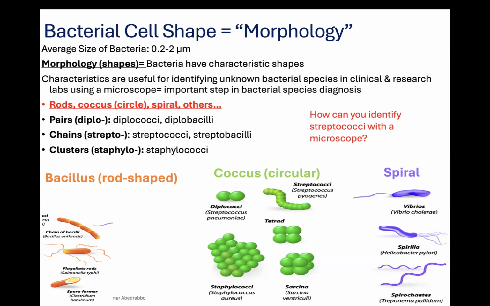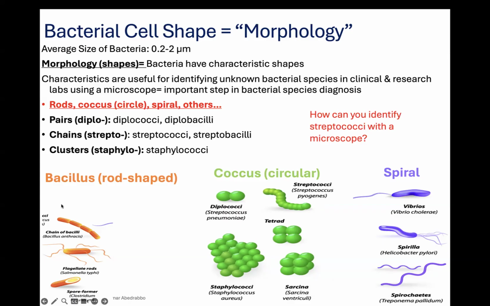The three most common shapes are coccus, bacillus, and spiral. Bacillus just means rod-shaped bacteria, coccus means circular-shaped bacteria, and spiral bacteria are spiral.